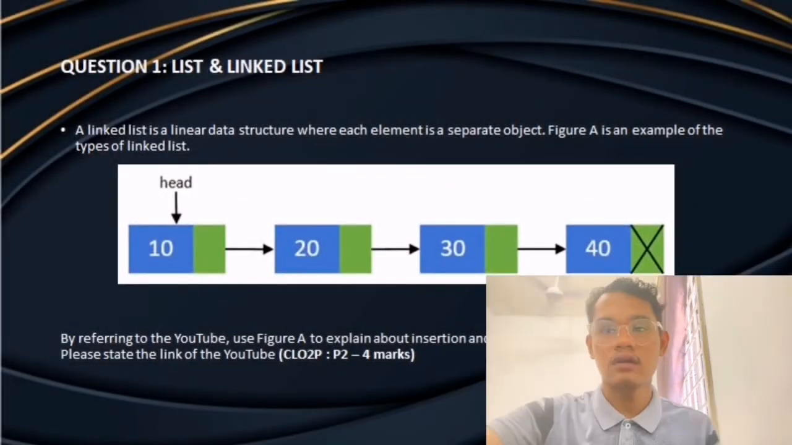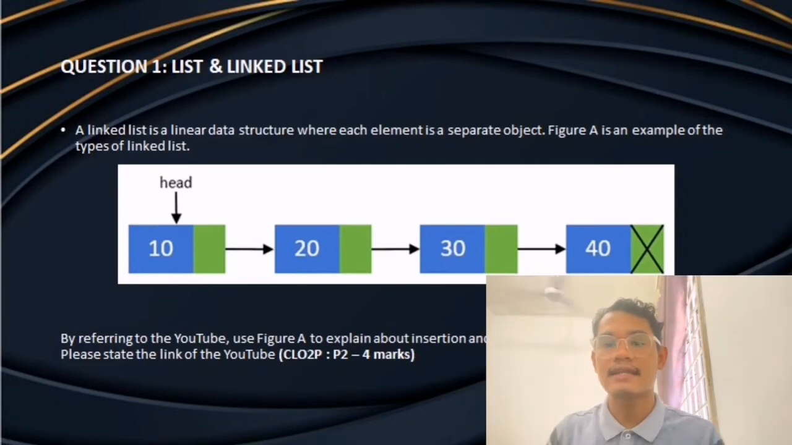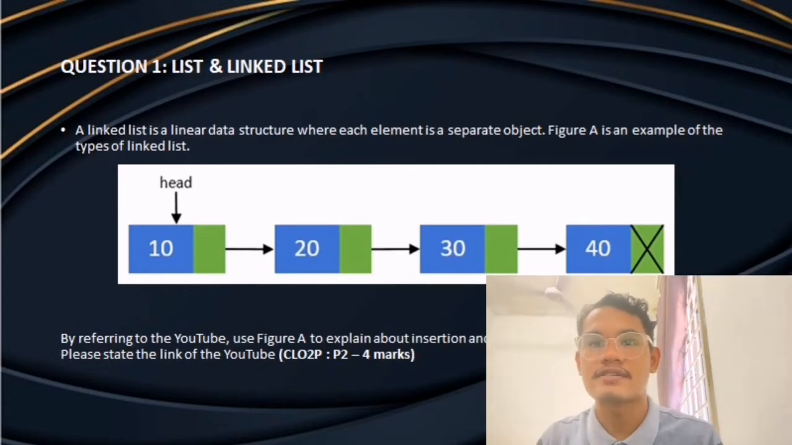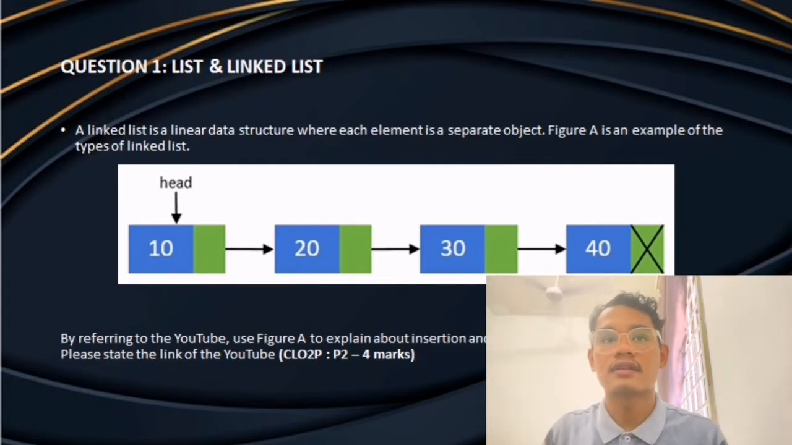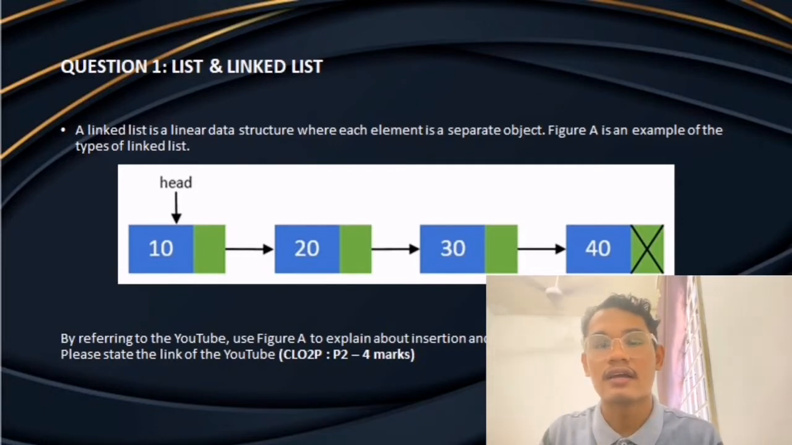The first question is about list and linked list. A linked list is a linear data structure where each element is a separate object. Figure A is an example of the type of linked list. In the diagram, 10 is the head, the second is 20, the third is 30, and the last is 40, then null. By referring to YouTube, use Figure A to explain insertion and deletion operations of the linked list. Please state the link of the YouTube.